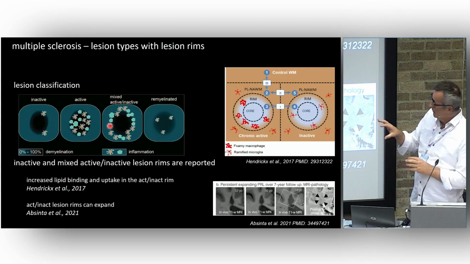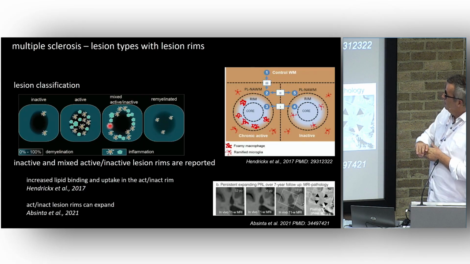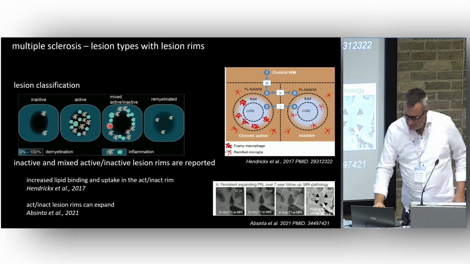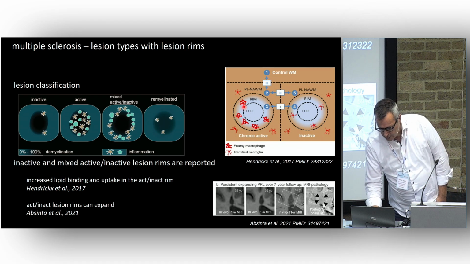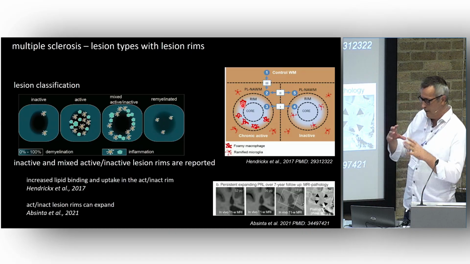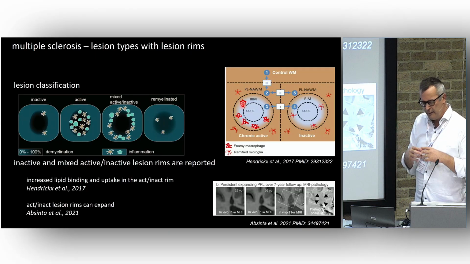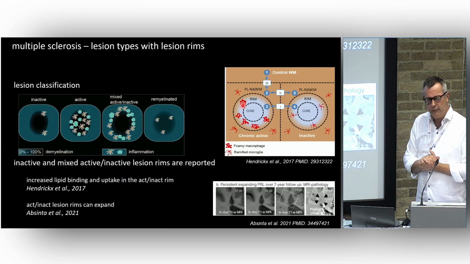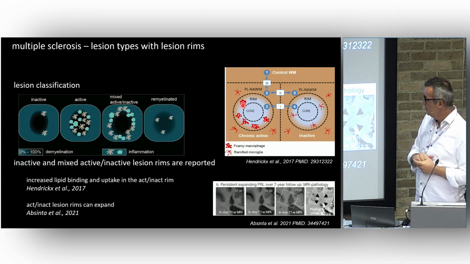So a lot of work has been focused on this, because this is a cartoon of the lesion rim, because at the rim you have, especially in active lesions, in these mixed lesions, also in the active lesions, a lot of microglial activity, monocytes or macrophages are being recruited, so you have expansion of the lesion.